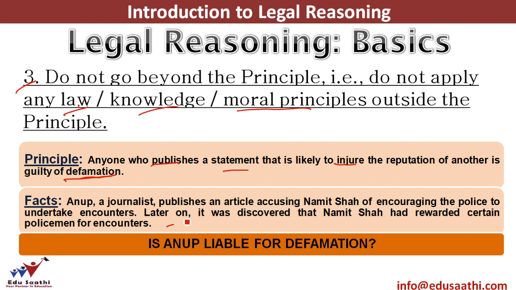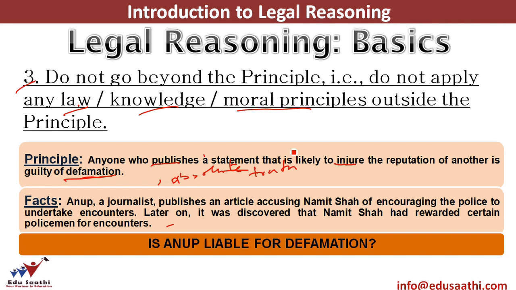If you publish something which is true, even though it's injuring the reputation of another, that would not amount to defamation. But this principle does not give that part of it. The principle does not describe that if it's an absolute truth, then it would not amount to defamation. So in this case, Anoop would be held liable for the defamation.